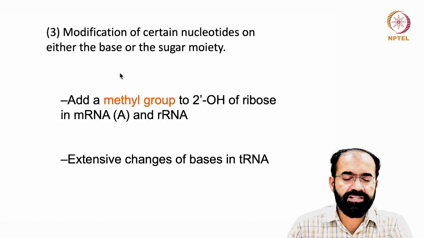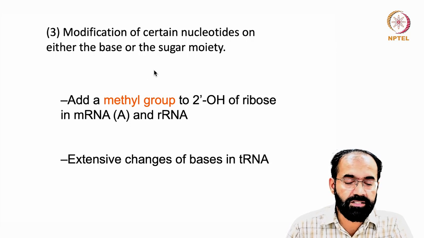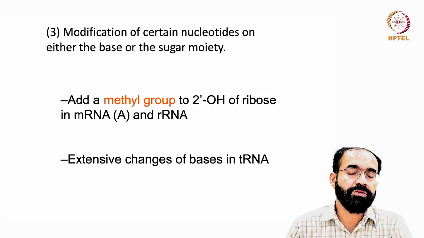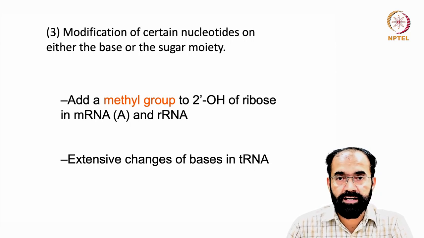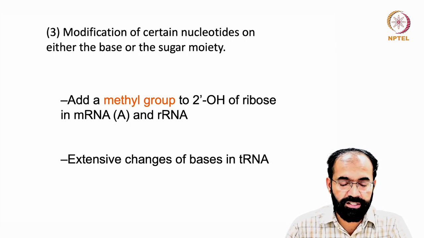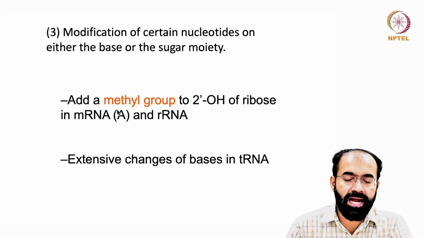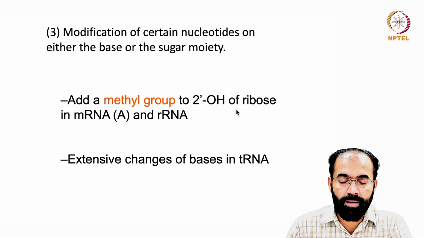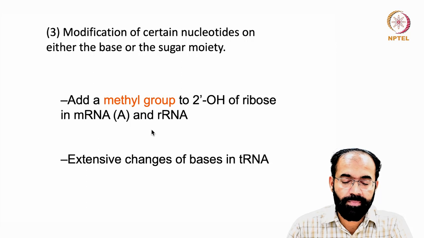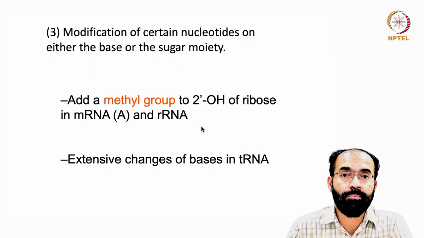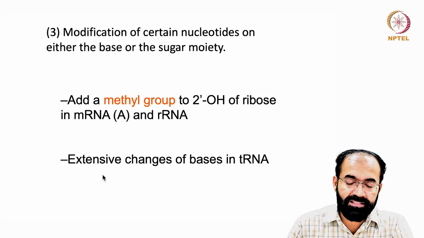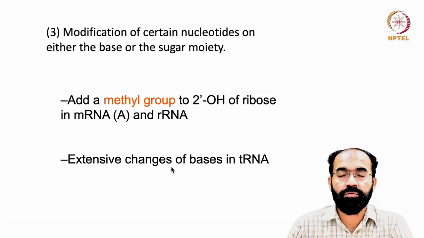And the third modification is of certain nucleotides on either the base or the sugar, because a nucleotide has a nitrogen base, and it also has a pentose sugar moiety. Sometimes a methyl group is added to the 2' OH of the ribose of the given mRNA or ribosomal RNA. This is a modification which you can see. And it can also bring in extensive changes in the bases of the tRNA.